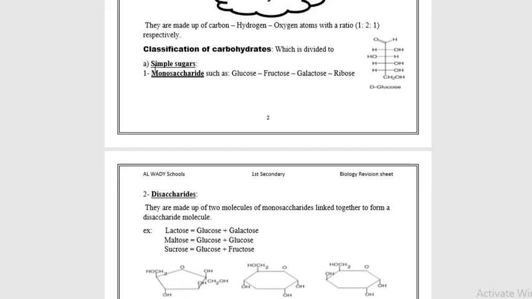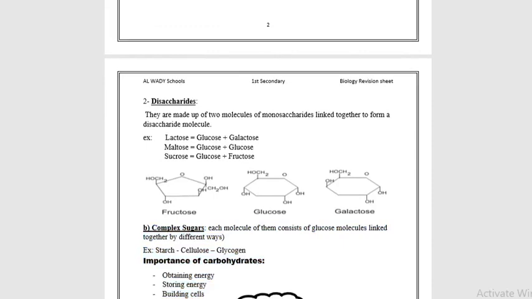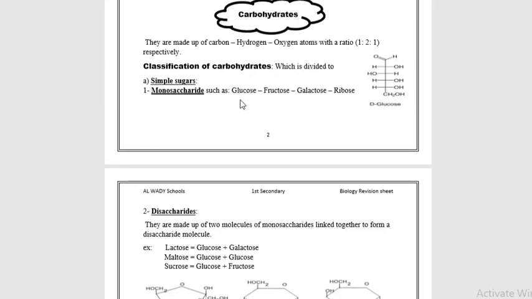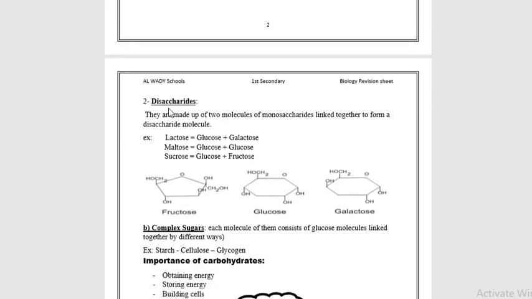Carbohydrate is classified into simple sugar and complex sugar. Simple sugar is divided into monosaccharide and disaccharide. Monosaccharide is the simplest form of carbohydrate, such as glucose, fructose, galactose, and ribose. But disaccharide is formed from 2.